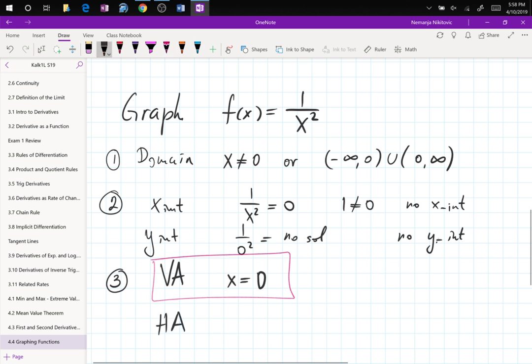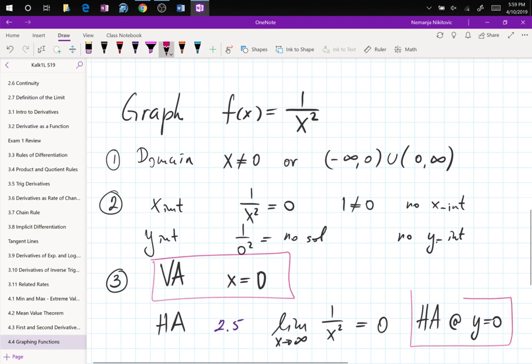Horizontal asymptote. Is there a horizontal asymptote? Well, if you remember your section 2.5, you are supposed to take the limit as x goes to infinity of 1 over x squared and see what shows up. So what is 1 divided by infinity? 0. Very good. So we have a horizontal asymptote at y equals 0. That is also a piece of information that we are going to use.